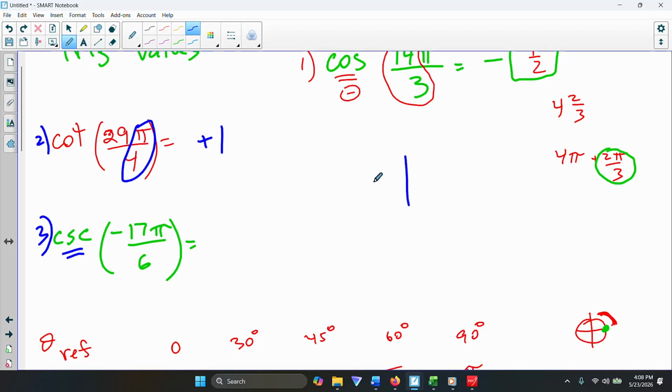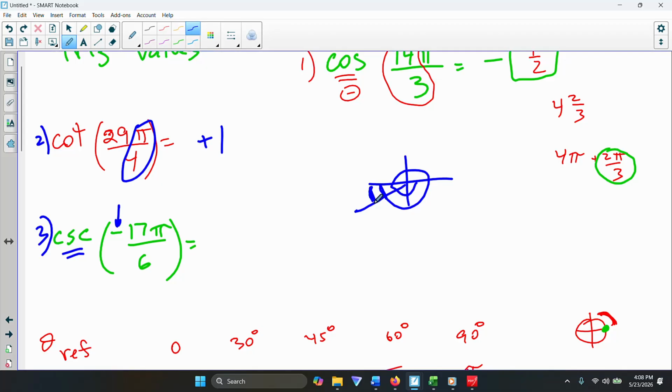So where is 17? Well, 6 goes into 17, not quite 3 times, because had this been 18, that would be 3 full revolutions. But notice it's negative, so I'm going to go in the negative direction. 1, 2, 3. It would have been here had this been 18, but we have 17, so we're a little short. We're actually over here. We didn't make it all the way to this.